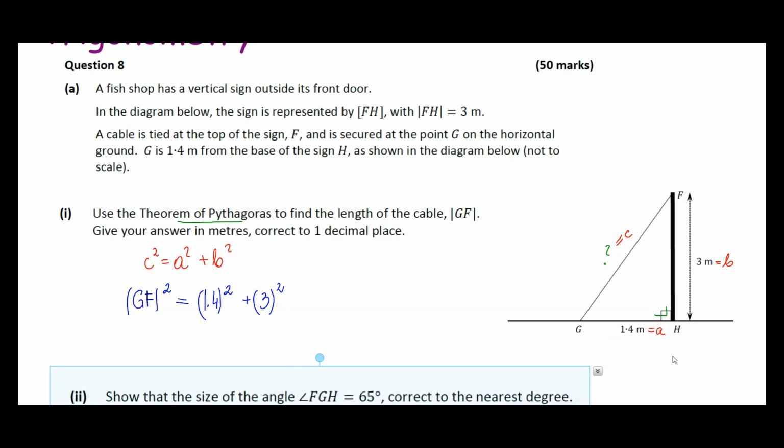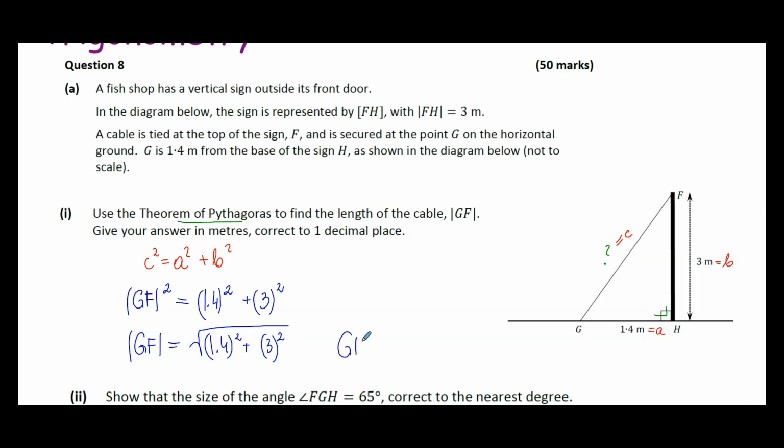Now, what we are looking for is what? GF, not GF taken to the power of 2. How do we eliminate that power of 2? Always the same way. When we want to eliminate a power, we take a root of the other side. In this case, a square root because the power is 2. And we put that in the calculator, we press equal, and to 1 decimal place, we will get 3.3 meters.